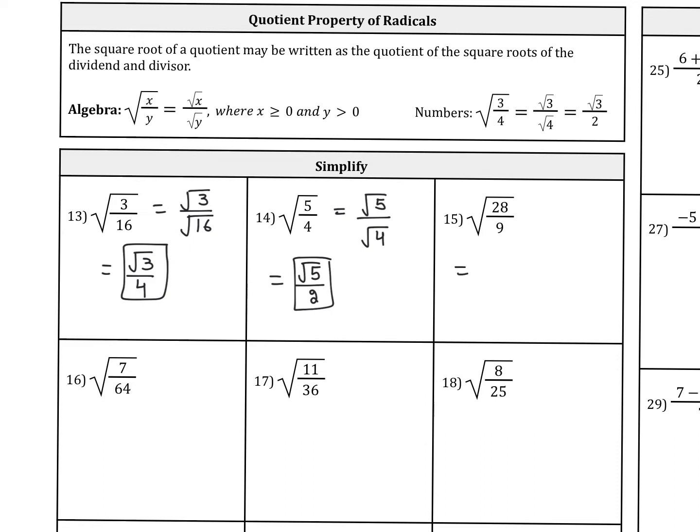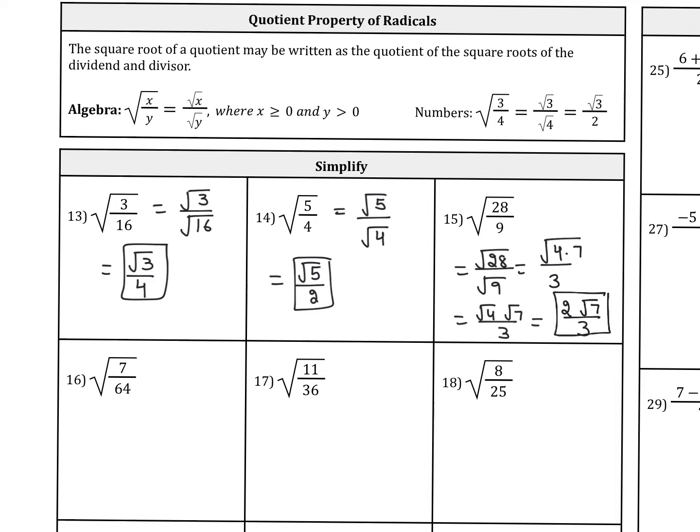For number 15, you have square root of 28 on the top and square root 9 on the bottom. Square root of 9 is 3. 28 can be divided into 4 times 7. Square root of 4 times square root of 7 over 3. Square root of 4 is 2, so you're going to list 2 square root 7 over 3 as your answer.